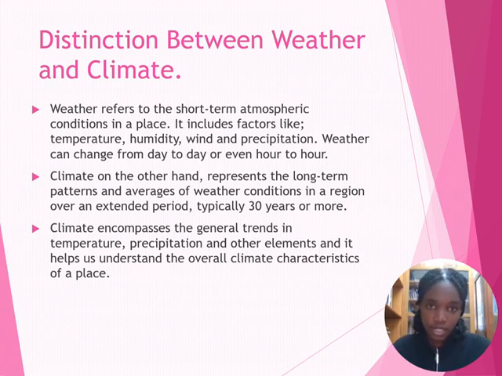Climate, on the other hand, represents the long-term pattern, an average of weather conditions of a region over an extended period, typically 30 years or more. Climate encompasses general trends in temperature, precipitation, and other elements, and it helps us understand the overall climate characteristics of a place.